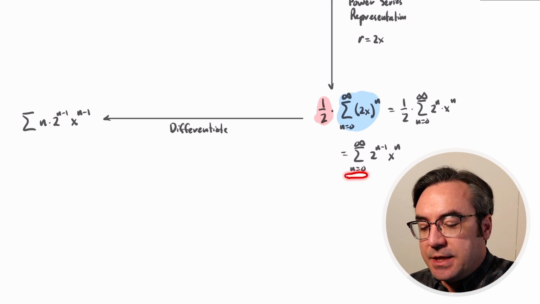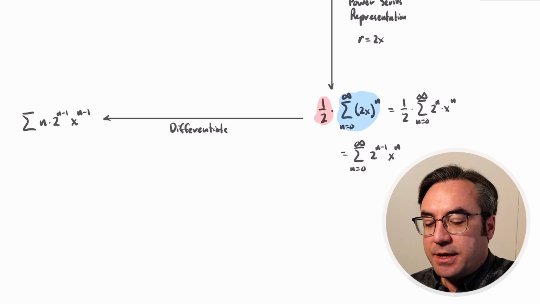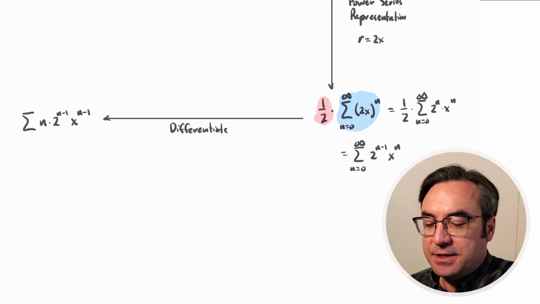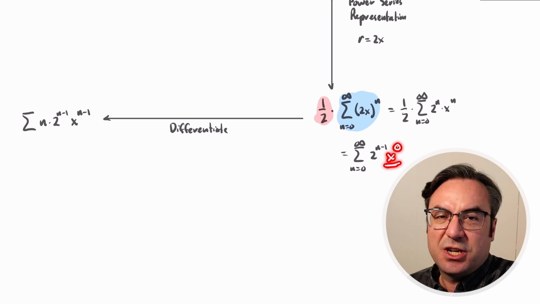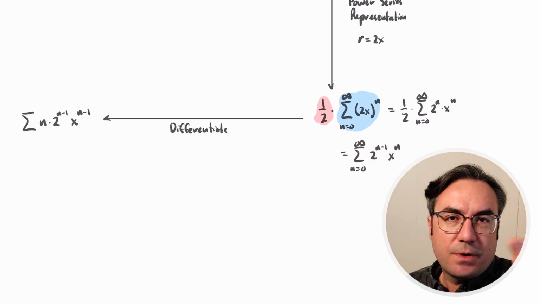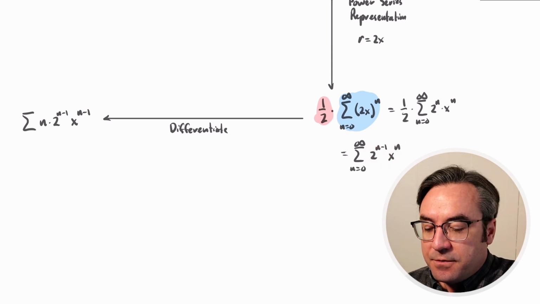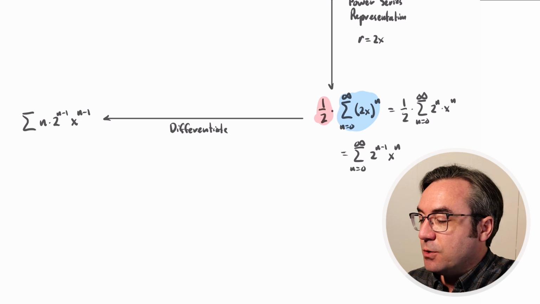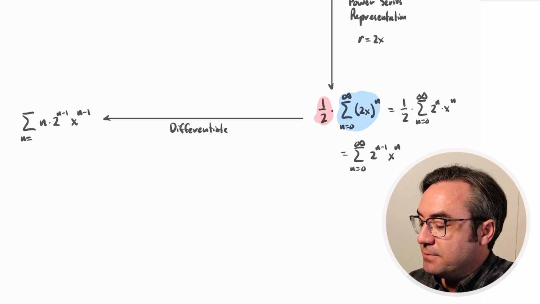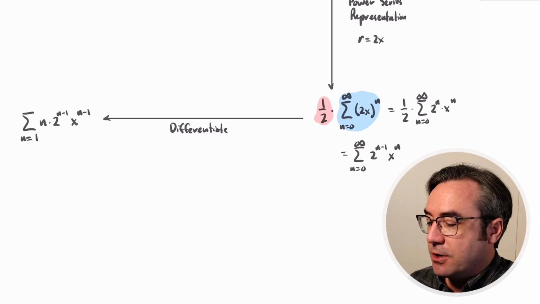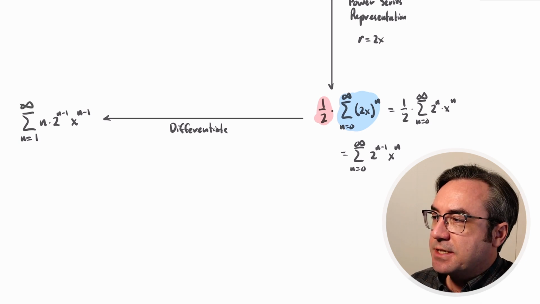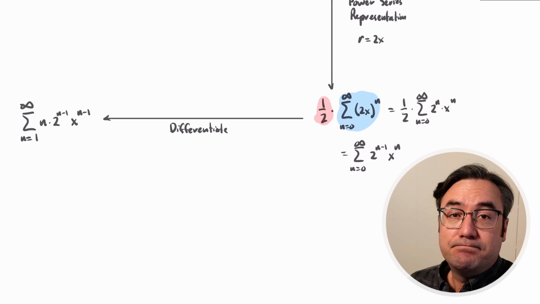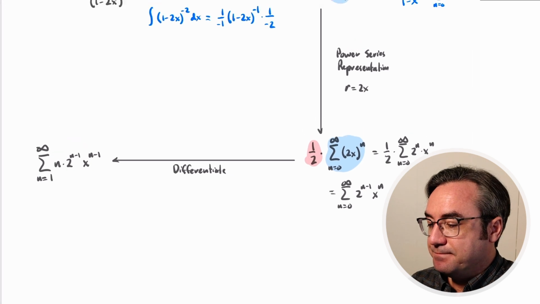You can check the n equals 0 term, if we were to plug it in, is just going to be a constant. We're not going to have an x there because x raised to the 0 is just going to be 1, and then the 2 raised to whatever is a constant. So for our starting index here, n equals 0, that term is just a constant. So when we differentiate, that term is going to disappear. It's going to differentiate to 0. So we can change our starting index to n equals 1. And there we go. We've got it.